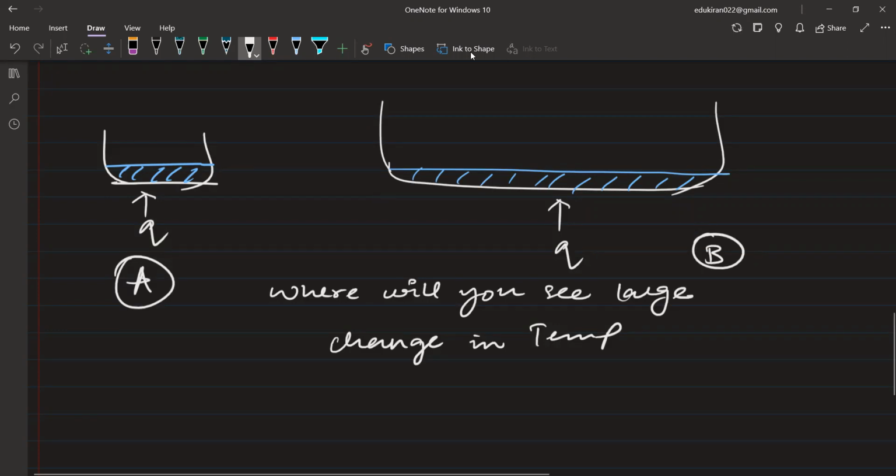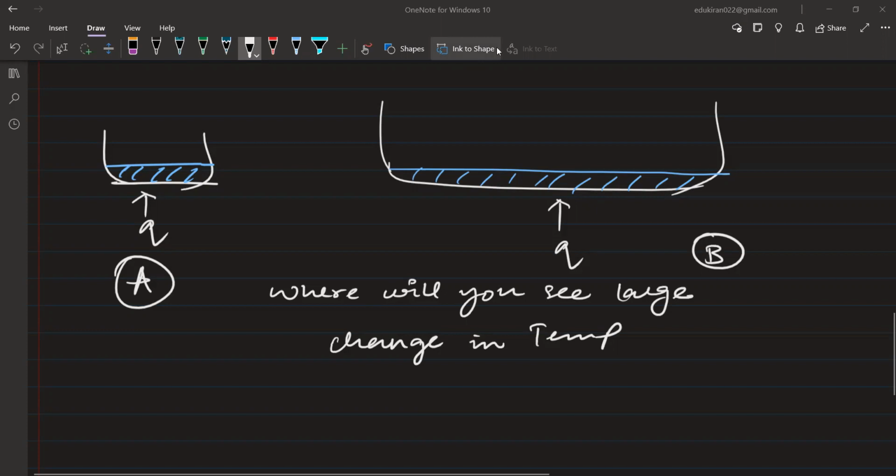Okay, think of it this way. You have your gas stove, and you have heated a small pan of water for 5 minutes, and you have heated a big pan of water for 5 minutes. Let's say you want to boil it. So you have given 5 and 5. So tell me which is going to have higher temperature? Where will you see the large change in temperature? A or B?